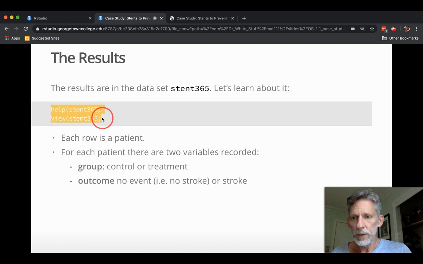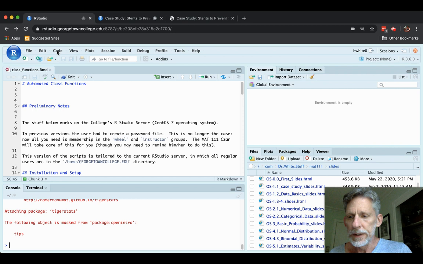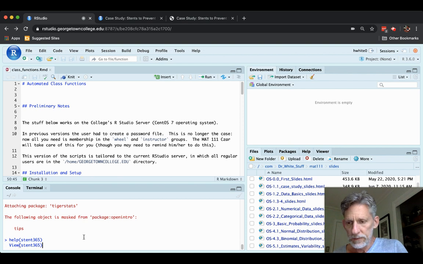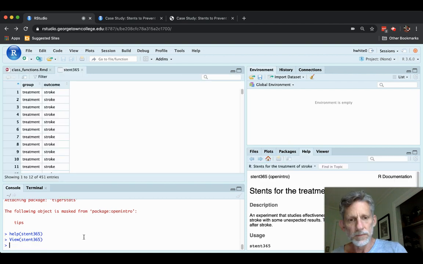So I'm going to run both of these commands. So I'll copy, Control-C on Windows, Command-C on Mac. Head to RStudio. Make sure that my cursor is flashing next to the blue prompt in the R console. Paste in. Here are my two commands. And press Enter. And they run. And the help brought up this in the Help tab over here in the lower left-hand corner.